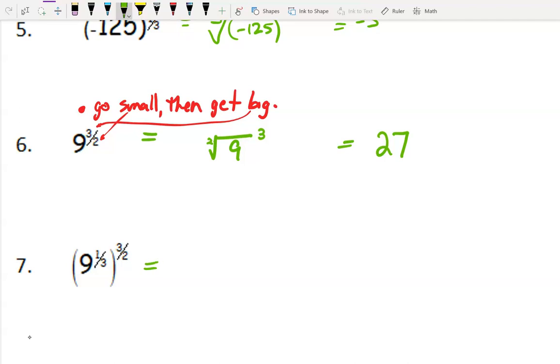Let's try the next one. The first thing we're going to do is apply the exponent laws here. So you have 9. What do we do when we have a power to a power? Well, you multiply them. So you have 1/3 times 3/2. So that's 9 to the power of 3/6, which is a half. And that's 3. Oh, wait, we were supposed to write it as a radical. So you have to write it as the root of 9. And that's 3.